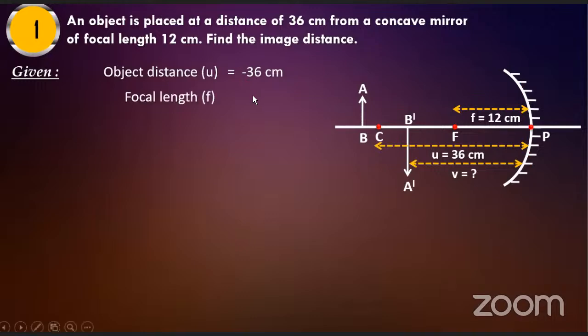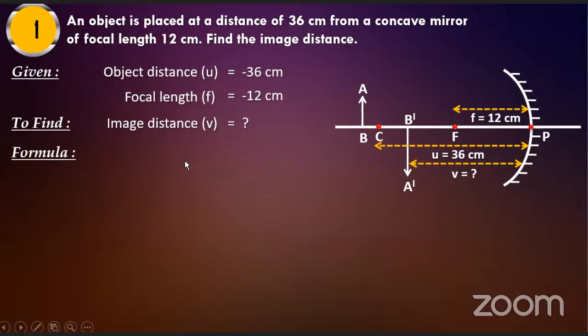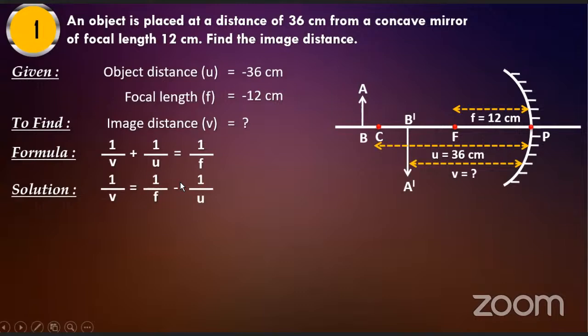Now focal length. Is the focal length negative or positive here? Negative. For a concave mirror, it is always negative, because it is along the negative x-axis. Now the image distance is to be found. So use the formula 1 by v plus 1 by u is equal to 1 by f. That is the mirror formula. Simply substitute the values of u and f here. Then you will get the answer.